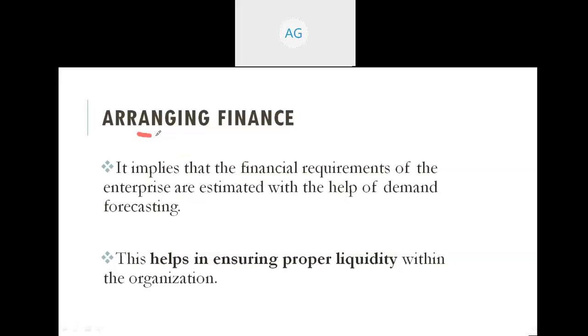This is arranging finance. So it implies that the financial requirements of the enterprise are estimated with the help of demand forecasting. So this helps in ensuring proper liquidity within the organization. Suppose the demand for a particular product is increasing over a period of time, then the organization needs to produce that item in a much larger quantity.